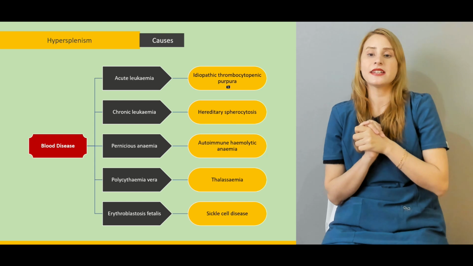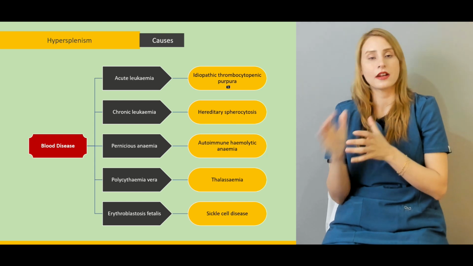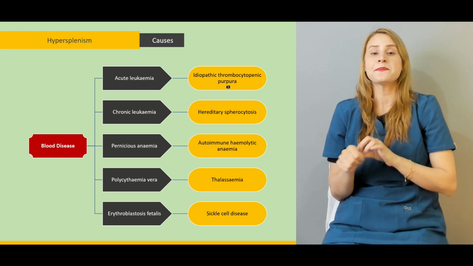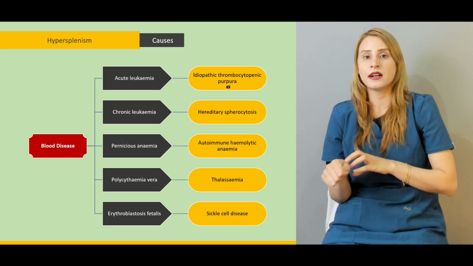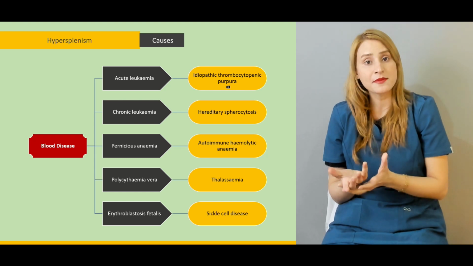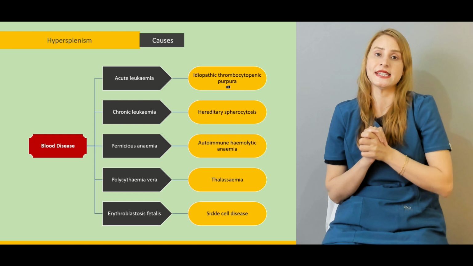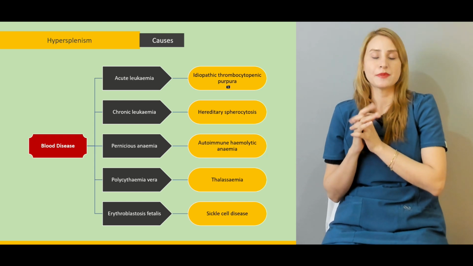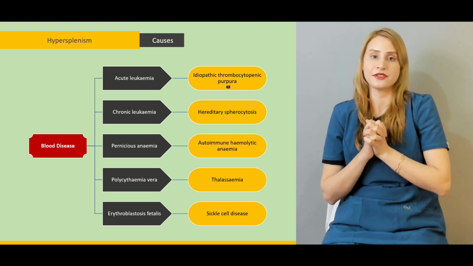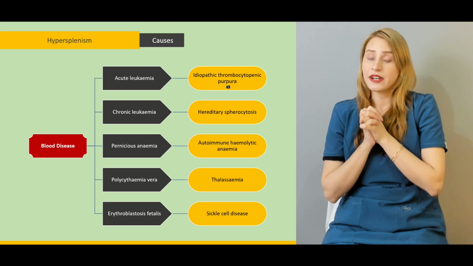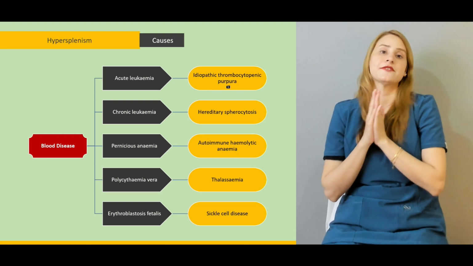So, talking about idiopathic thrombocytopenic purpura, we know that these purpuras are autoimmune, and sometimes they're responsive to steroids. Sometimes when they stop responding to steroid therapy, the only option you're left with is a splenectomy. Then chronic leukemias, and then hereditary spherocytosis.